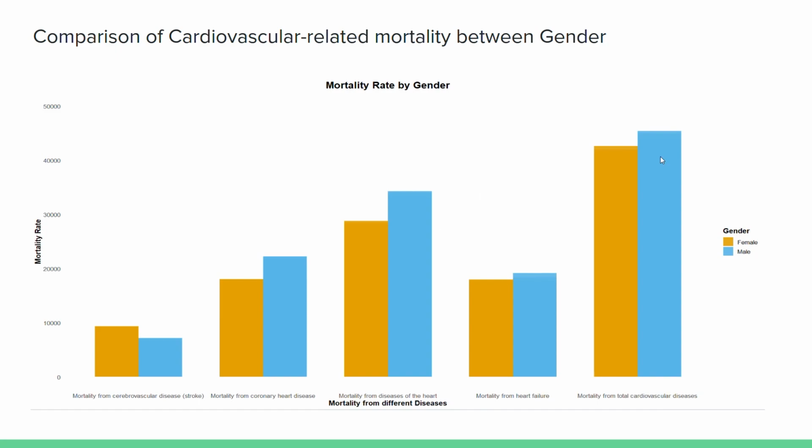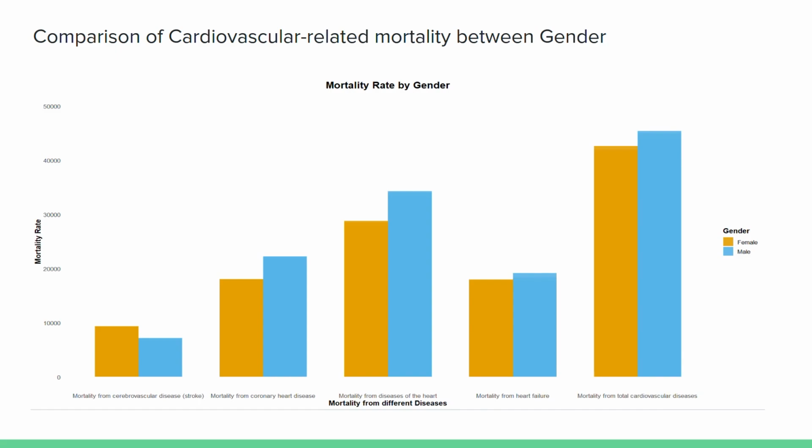So you can see here the highest mortality rate by gender is in the male category, in cardiovascular disease. Compared to the female, male is the highest, near 50,000, and female has the highest rate only in the first stroke disease. In all other disease categories, the male has the highest rate. So we can say that the male category has the highest mortality ratio.